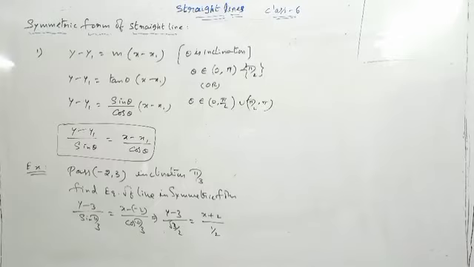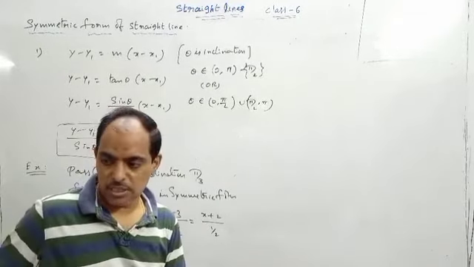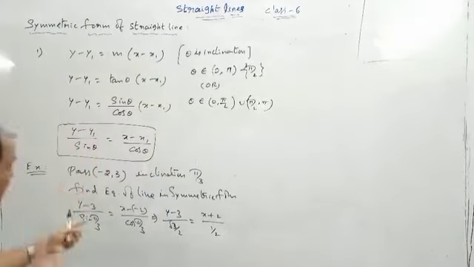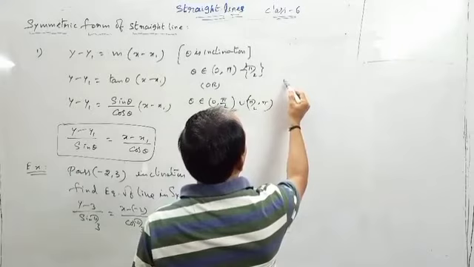This is called symmetric form. Next, very important one: now I am going to discuss the very important point. If theta is not given directly, we can still find the symmetric form. I will give one more example. Example 2.